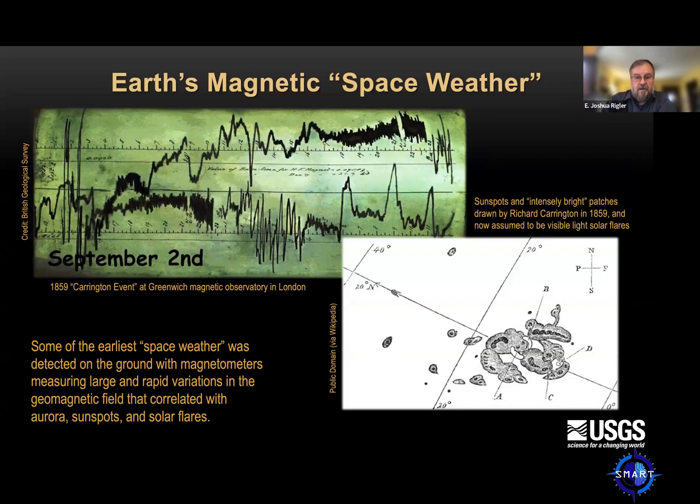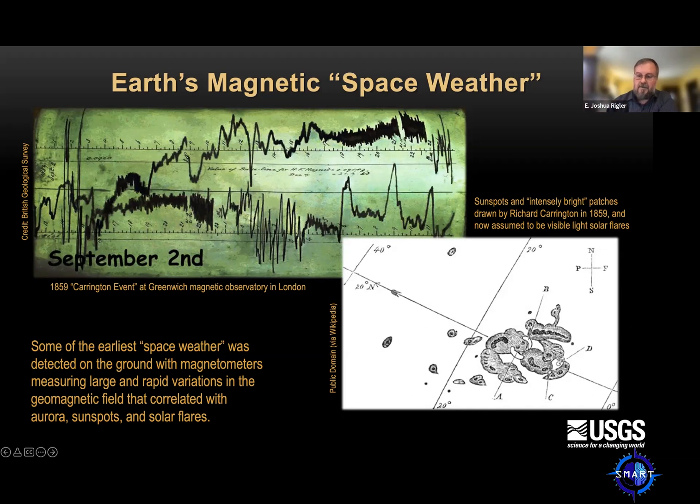And maybe more importantly, rather than just seeing these variations, seeing that they correlated with features on the sun actually kind of opened the door to what we think of as modern space physics.